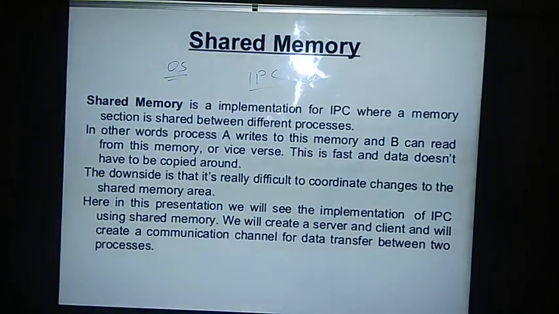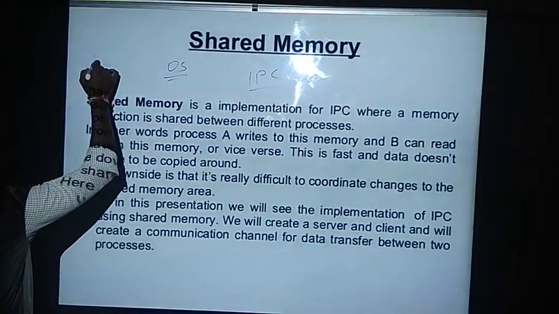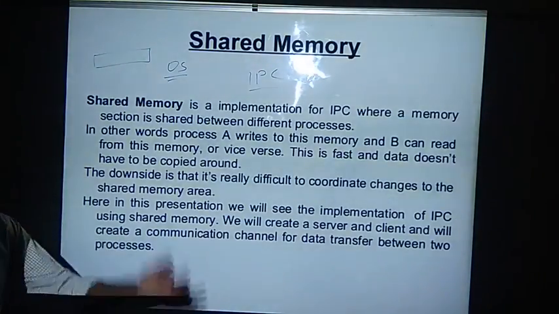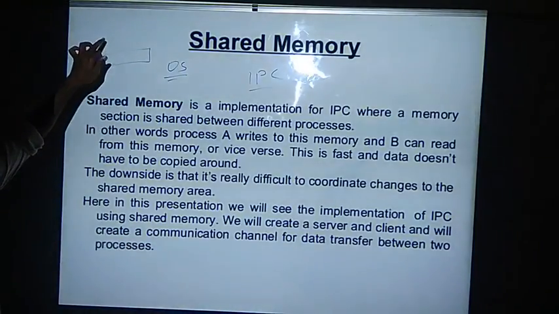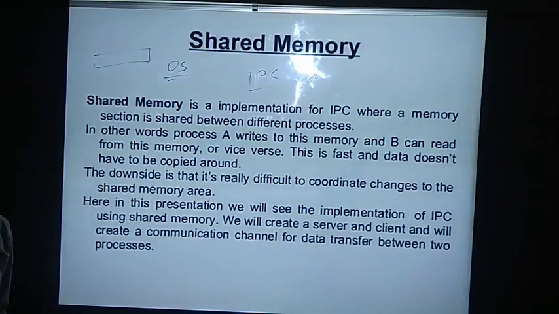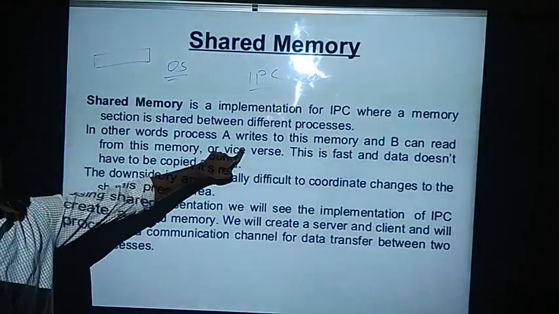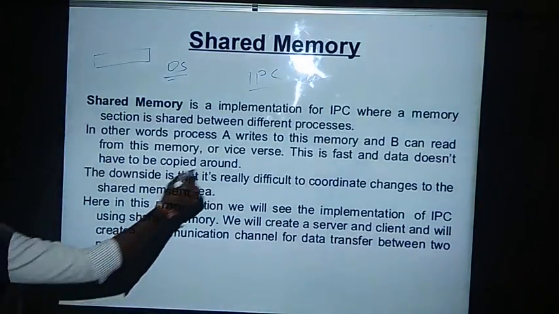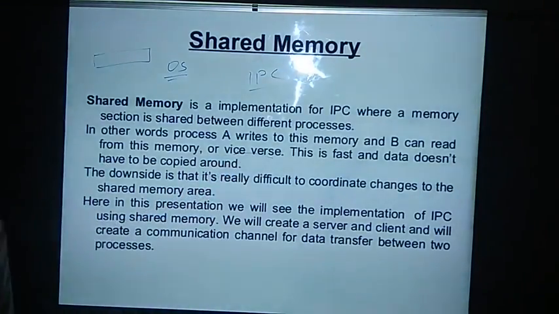In the last lecture we saw that we create a region of memory where we keep the information that is necessary for the other process, so that process A and process B both can share the data. That is what we have written here. Process A will write some data onto memory and process B will read it. Vice versa, we will do the same thing. The downside is that it is really difficult to coordinate changes to the shared memory area.